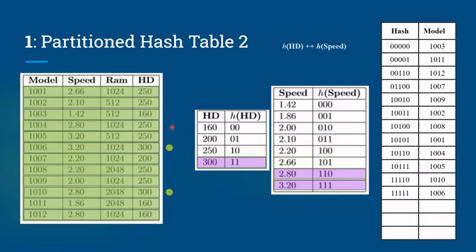And are we done in this case? Would this be the actual hash table at the end? Would this be the partitioned hash table? Is this the complete one? Actually, no. Why? Because then the hash value would be our address.